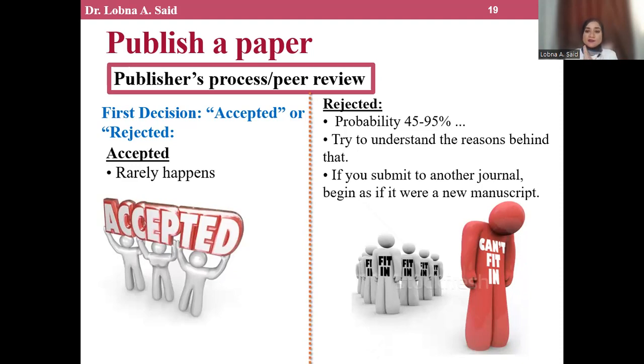Try to understand the reason behind that. If you submit to another journal, begin as if you are writing a new manuscript, because you need to understand why it was rejected and make use of the comments provided to you from the previous submission.